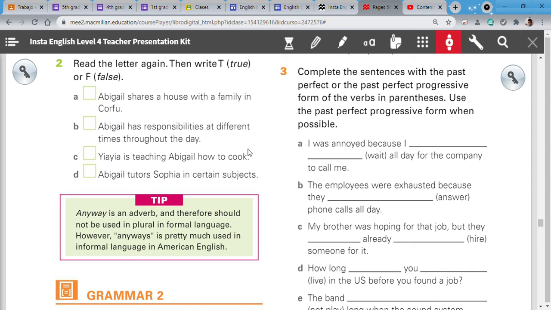Okay, now let's continue with the tip. Anyway, it's an adverb and therefore should not be used in plural in formal language. However, anyways is pretty much used in informal language in American English. Okay, be careful with that information.